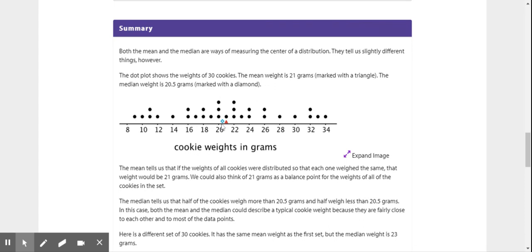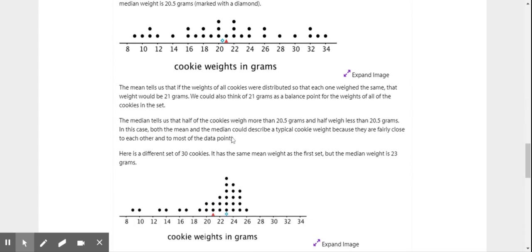But the median tells us that if we were here, and they give us the diamond point for this, that means that half of the cookies were on the lower part where they were less than 20 and a half, and then half of the cookies were greater than 20 and a half grams. So just showing that in this situation, the data is spread very evenly, it's symmetrical. And so that means that the mean and the median are really close together.